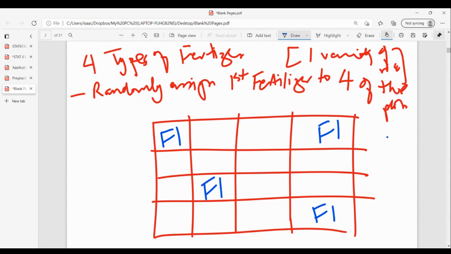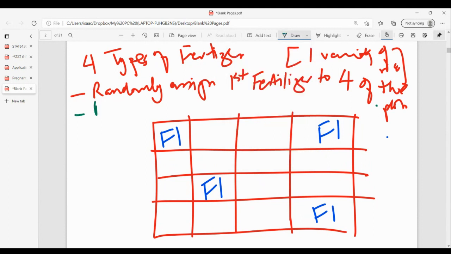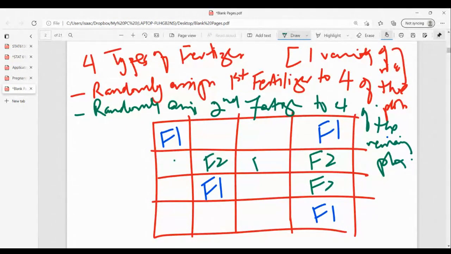Then you take a second fertilizer. Let's call that fertilizer 2. So you randomly assign the second fertilizer to 4 of the remaining. So you have 12 remaining plots now. Let's call that F2. And let's say we get these values here, like that.